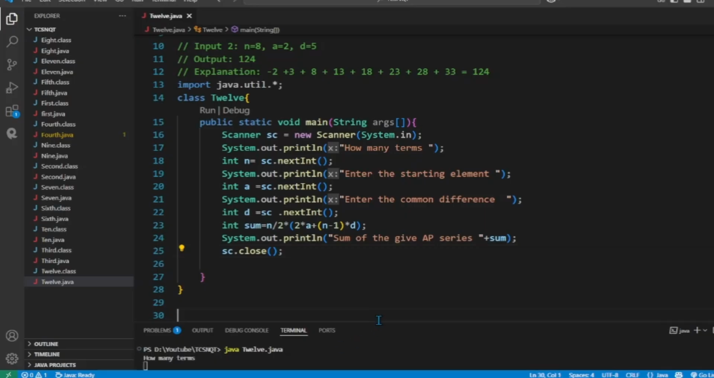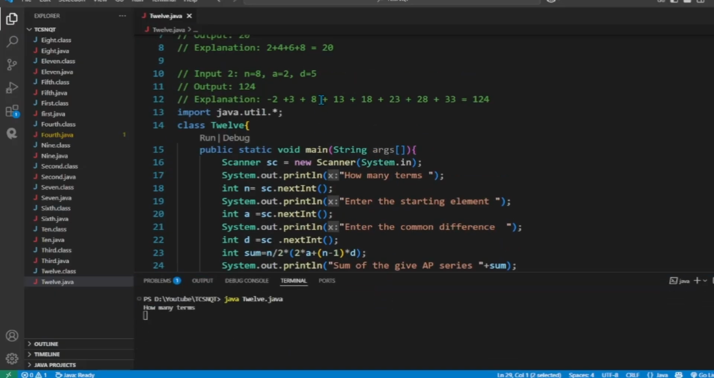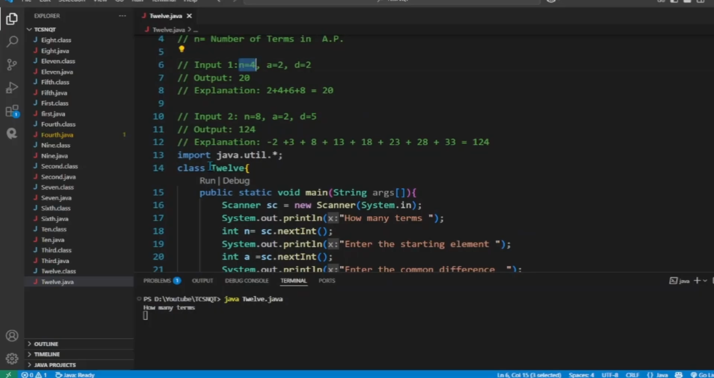So we input according to the given input in this question. The number of terms is 4, so we write 4. Then the starting number is 2 and the difference is 2. So our answer is 20. Okay, after that run for the second input. In the second input the number of terms is 8, starting number is -2, and the difference is 5, and our answer is 124, and the expected answer is also 124. Okay, I hope you understand this problem very well.